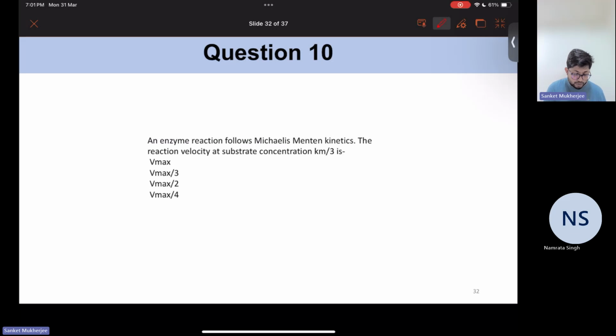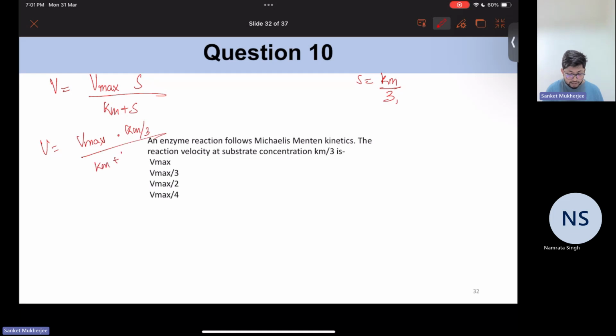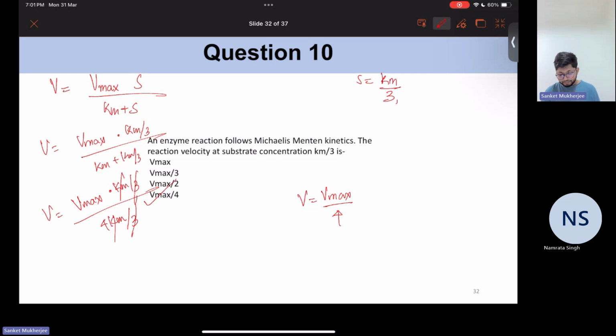If we use the formula, V is equal to Vmax times S by Km plus S. We have been given that the substrate concentration is Km by 3. So let's do that. Vmax times Km by 3 divided by Km plus Km by 3. If we solve this, the 3 gets cancelled out, Km gets cancelled out. V is equal to Vmax by 4. So that is the answer.